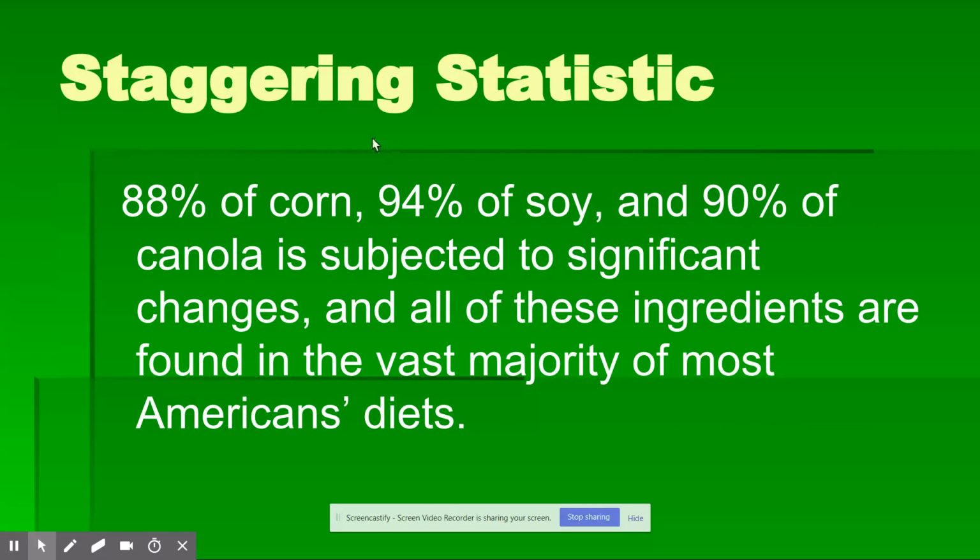Or you can try a statistic. Again, this is really easy to find just by Googling. 88% of corn, 94% of soy, and 90% of canola is subjected to significant changes, and all of these ingredients are found in the vast majority of most Americans' diets.